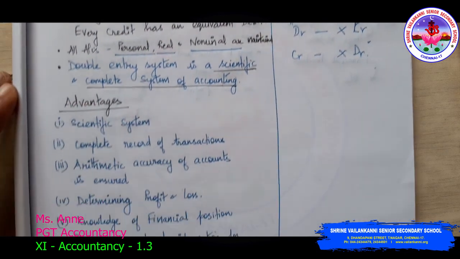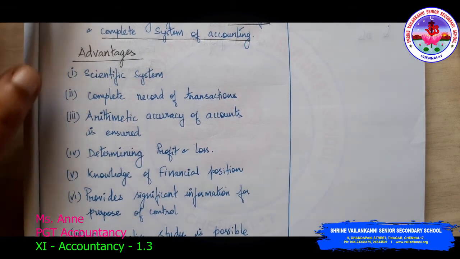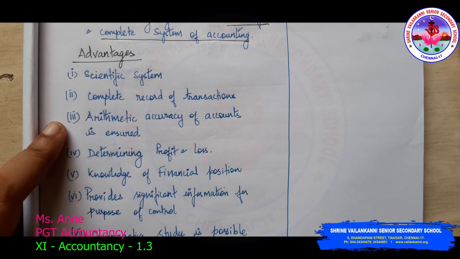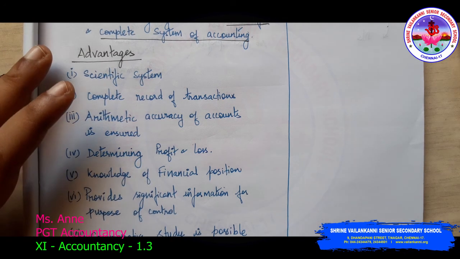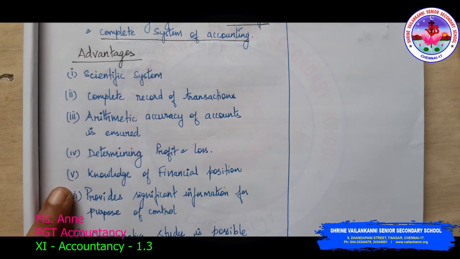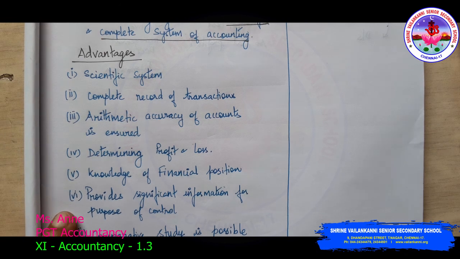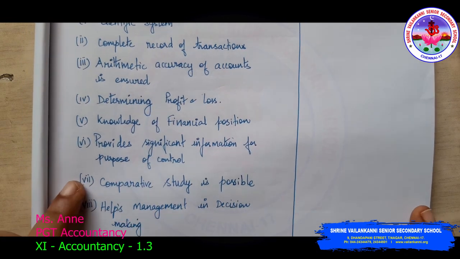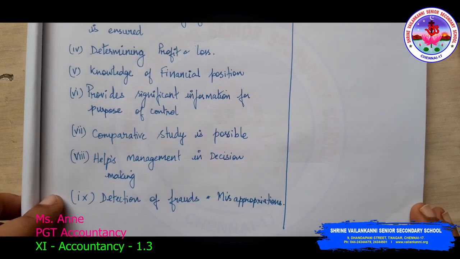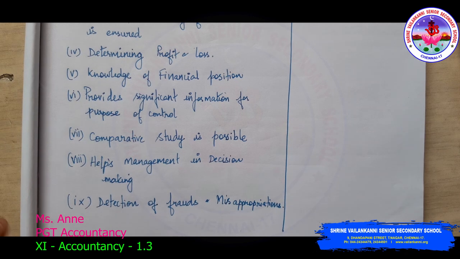So I will just quickly run through the advantages of double entry system. It is a scientific system. It has a complete record of transactions. Arithmetic accuracy of accounts is ensured, determining the profits and losses. The knowledge of financial position is known and it provides significant information for the purpose of control, and comparative study is possible, helps management in decision making, detection of frauds and misappropriations.